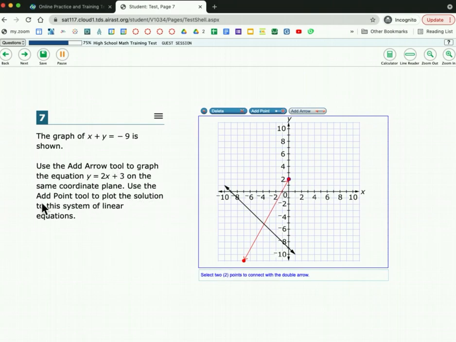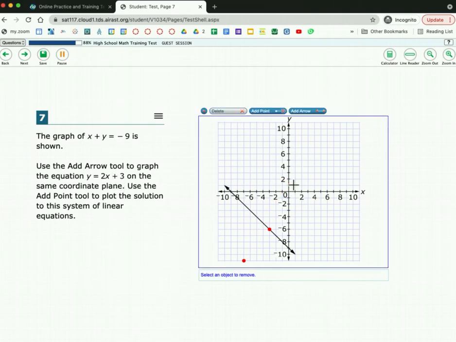And then it says use the add point tool, so this tool here, to plot the solution to this system of linear equations. Remember, solution means where they cross. So this is my solution right here. It looks like that's a little off. Oh, that might mean that my line is off. So since it's a little bit off, I'm going to check because this should go through 3.